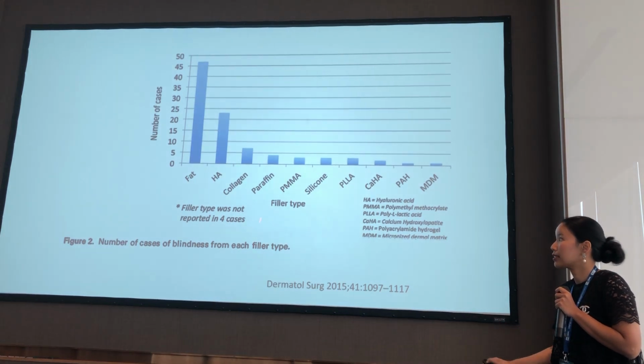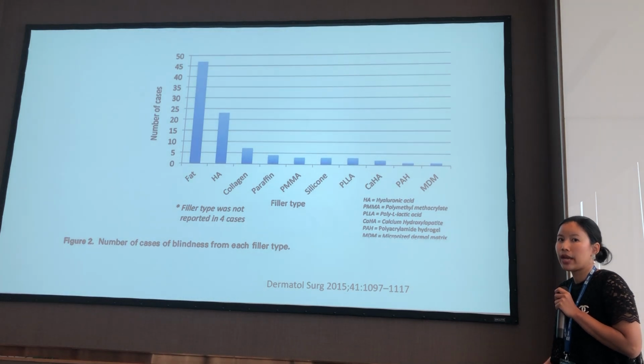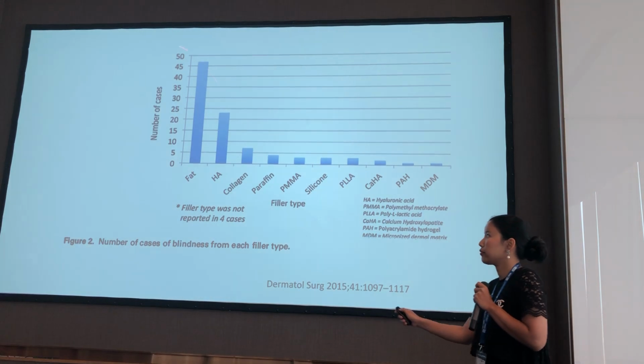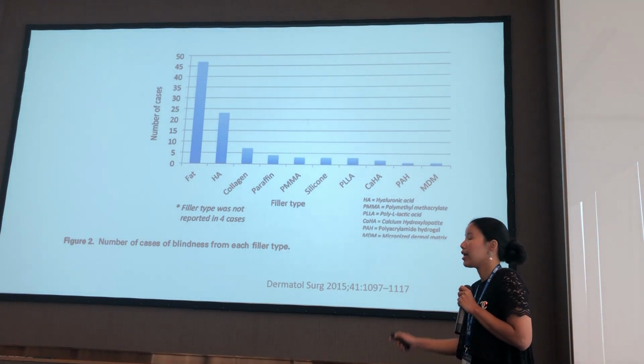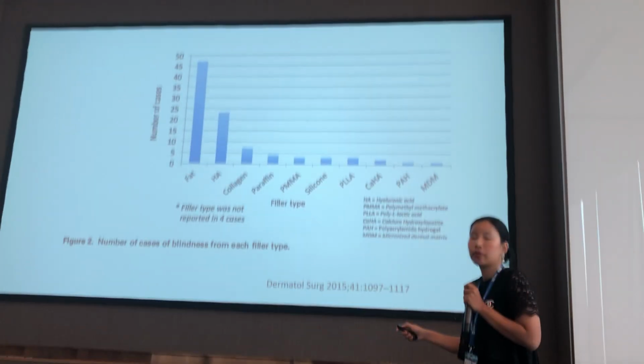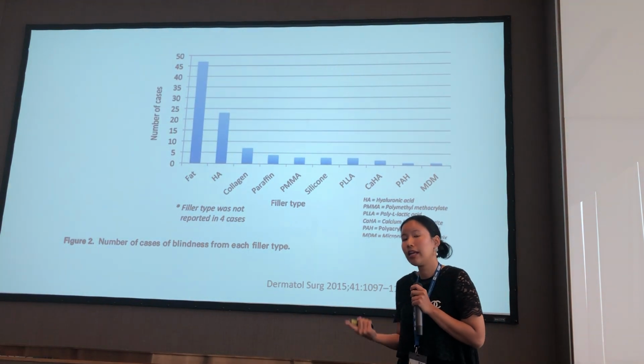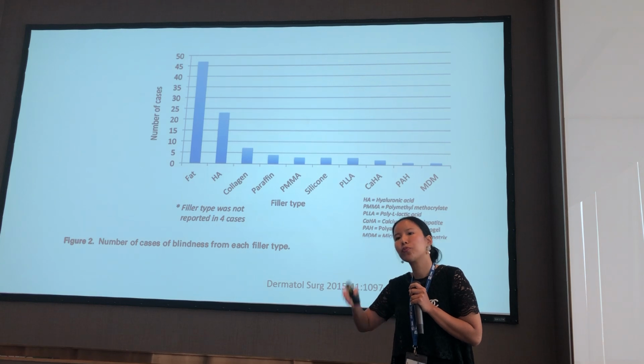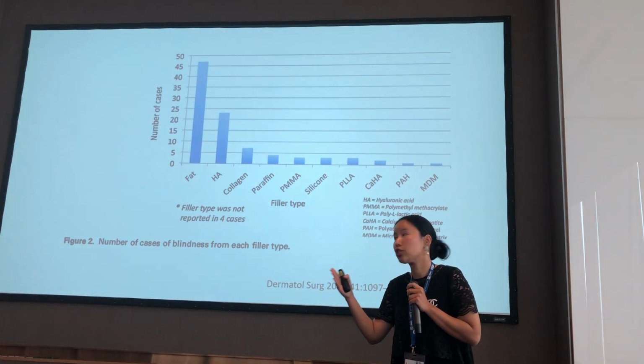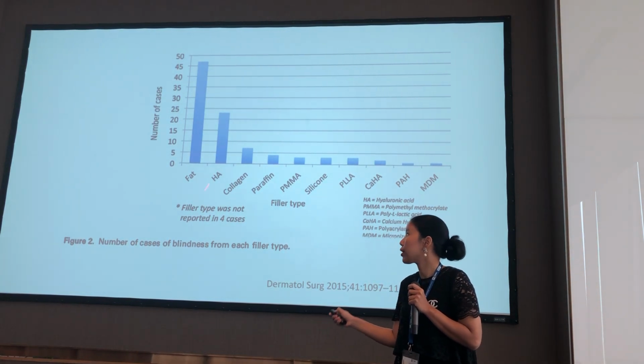And the type of filler that causes blindness maximally is fat filler. Next, HA. Okay, HA I think this is understandable because for HA we have used it a lot, and the more we do the procedure, the more the complication happens. But this is very impressive for the fat, for this number.